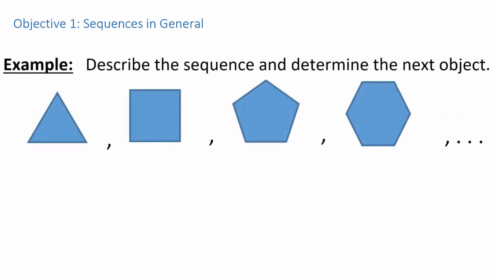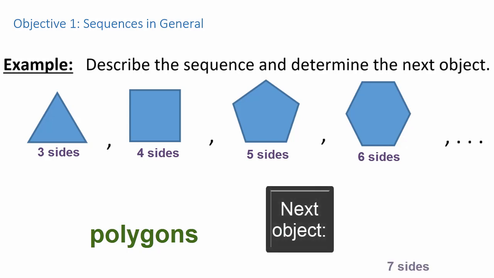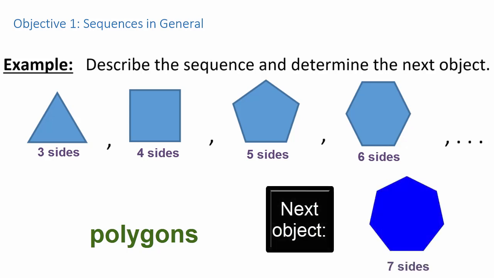Example. Describe the sequence and determine the next object. We have a triangle and a square and a pentagon and a hexagon. Well, this is a sequence of what are called polygons. The first object has 3 sides. It's a polygon with 3 sides. Then we have one with 4 sides, and then 5 sides, and then 6 sides. So the next object in the sequence should be a polygon with 7 sides. So this is a sequence of polygons, and each polygon has one more side.